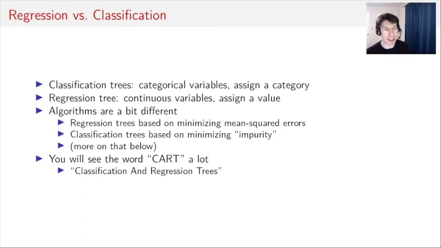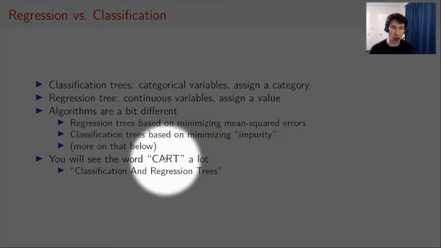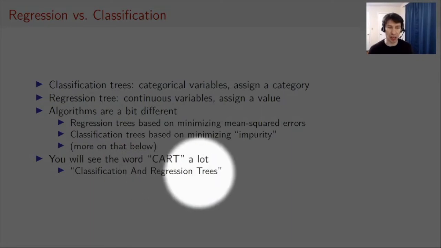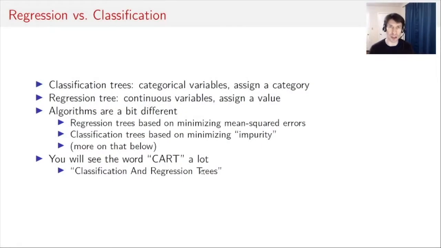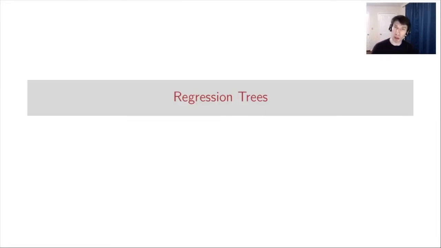The algorithms that solve regression trees are a little bit different than the algorithms that solve classification trees. We'll come back to that. Regression trees are based on minimizing mean squared errors, similar to regression lines. However, classification trees are based on minimizing something called impurity. We'll talk about it. If you try reading up on this a little bit on the internet, you will often see the word CART. CART just means classification and regression trees. It's not a different technique, it's just a word for all of this stuff that we're talking about today. So let's start with the regression trees.